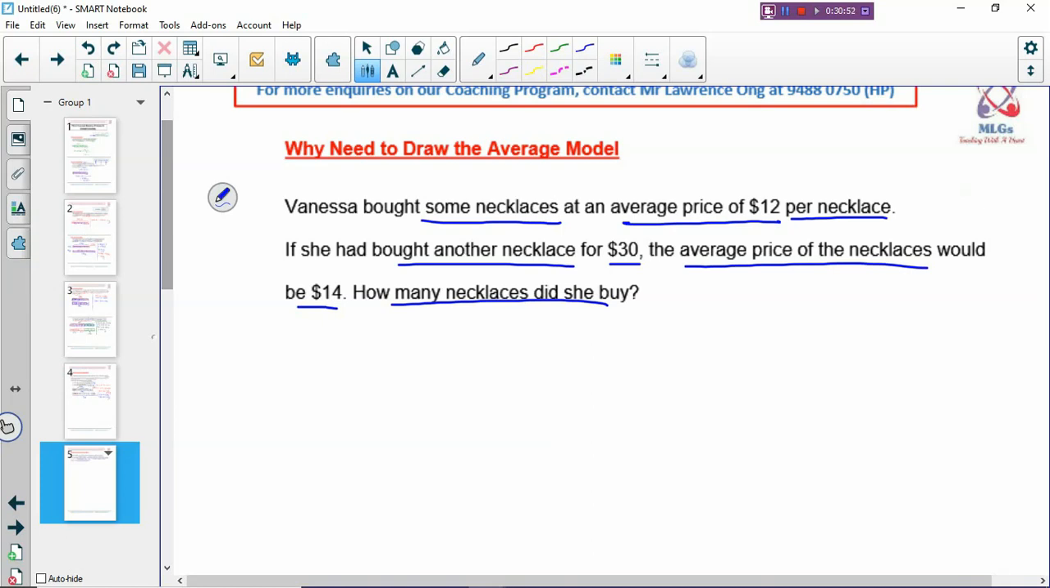So how do we solve this problem then? Again, the model, the average model. I have a rectangle which represents all the necklaces, which I don't know how many. So I cut the first necklace, which is $12.